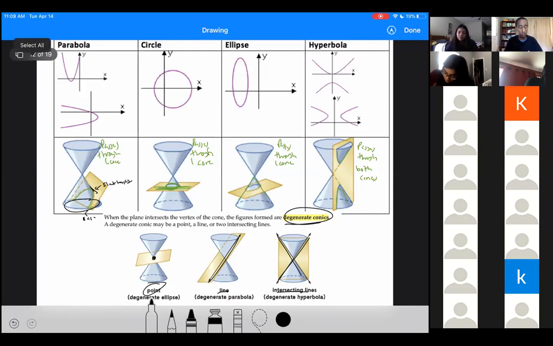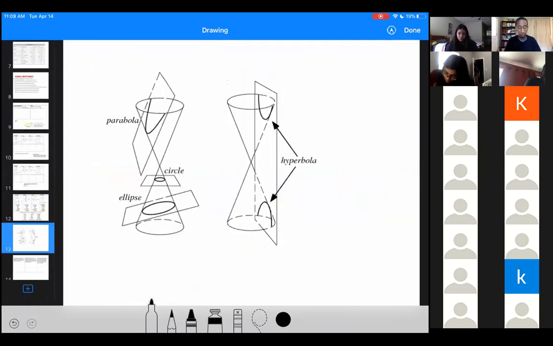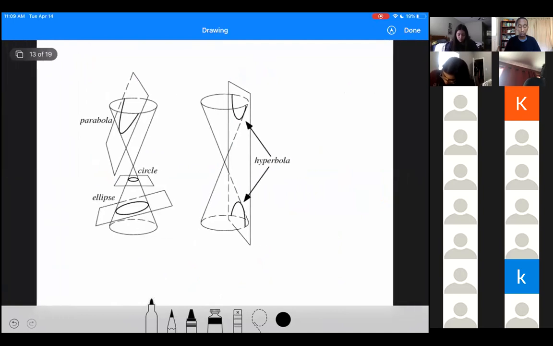Okay. All right. So here's just another visual if the other visual was hard for you to see. This is how you create a parabola, passes through one cone. Circle, directly horizontally, passes through one cone. Ellipse, slanted. Hyperbola, passes through two, okay? So that's just another visual if you had a hard time seeing with all the colors going on.